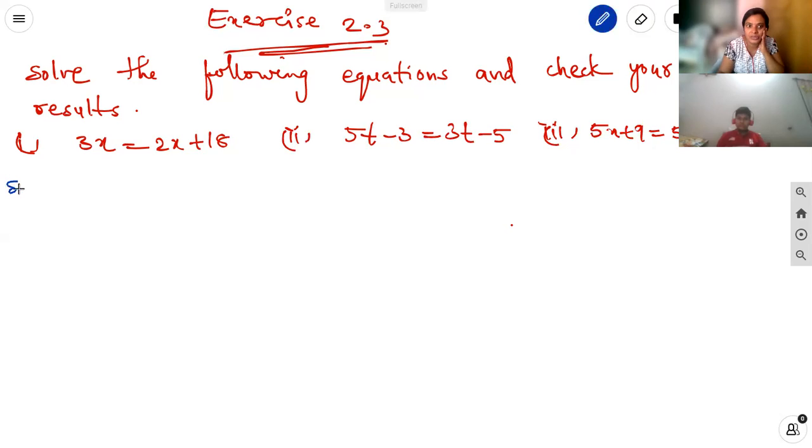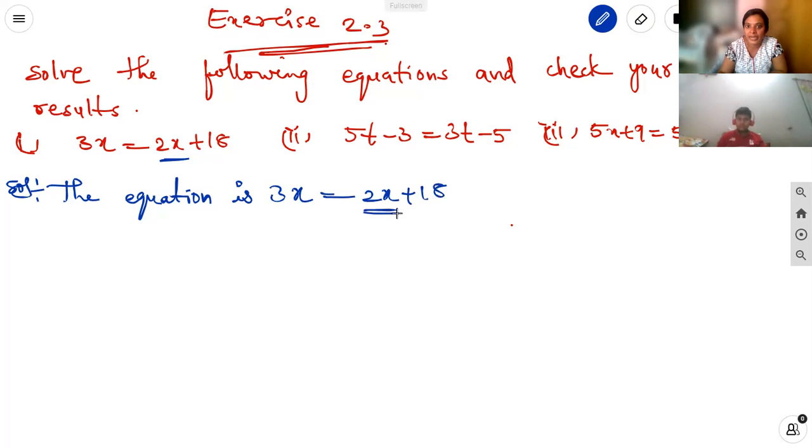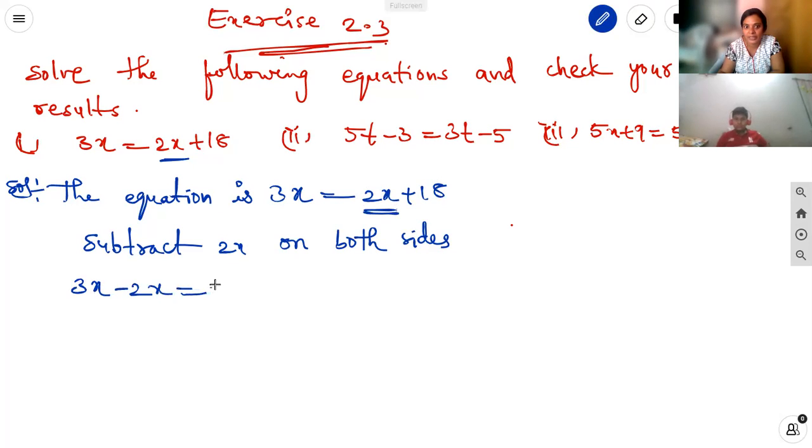Here the first solution, the right hand side x term is 2x. The given equation, it's not an expression, it is an equation, is 3x equal to 2x plus 18. The right hand side 2x is positive, so we can subtract 2x on both sides. Then we can take 3x minus 2x equal to 2x plus 18 minus 2x.